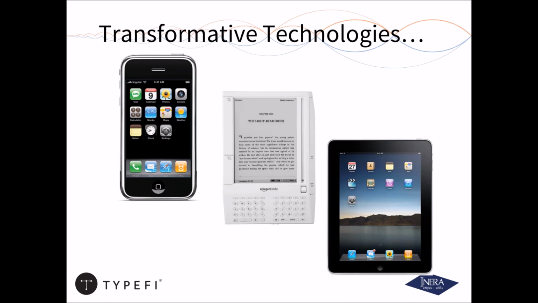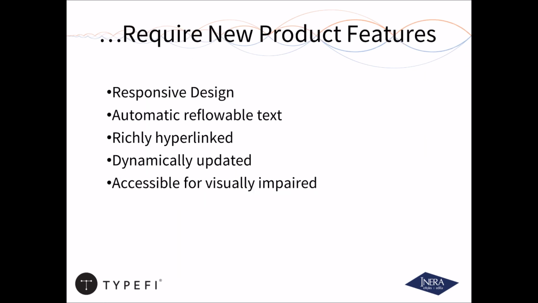Transformative technologies, such as the iPhone, the Kindle, and the iPad, have changed the way that we interact with content. Instead of just working with paper or a PDF on a large screen, we're now reading our content on many different devices and all kinds of different screen sizes. These transformative technologies require new product features to take advantage of the capabilities of the technology.